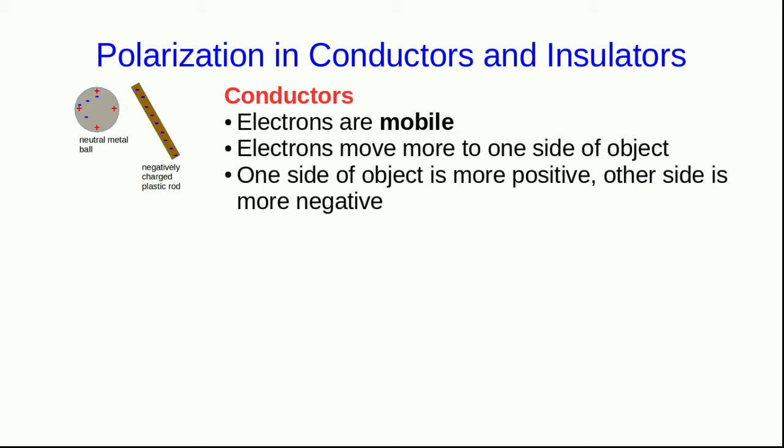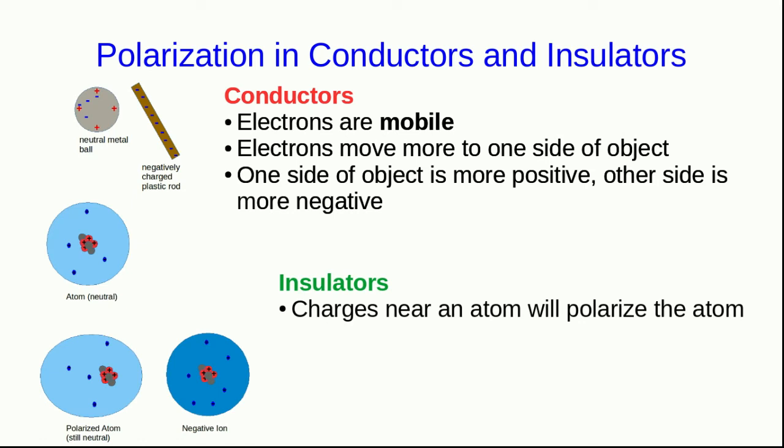The electrons in a solid conductor are mobile, and so when an object that's charged is brought near to the conductor, the electrons move to one side of the object. Now, one side of the object is more positive and the other side is more negative, and as we've seen, this results in a net attractive force.